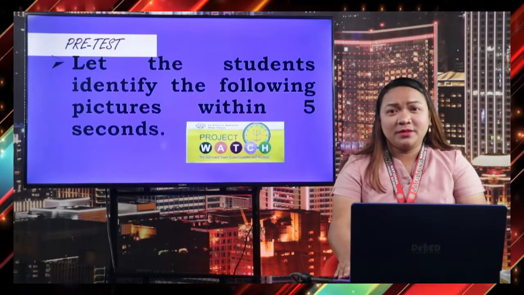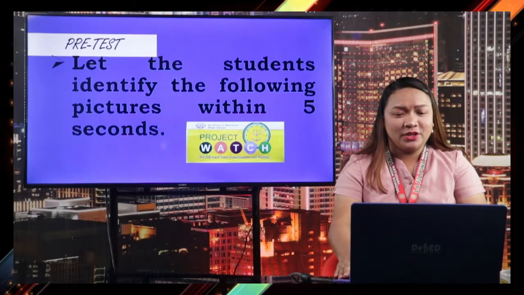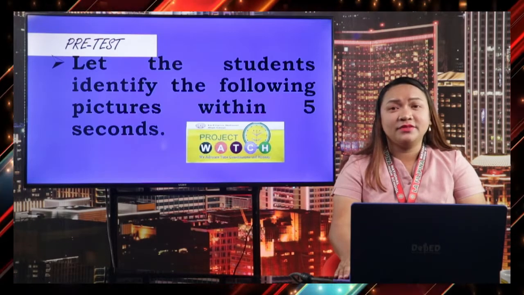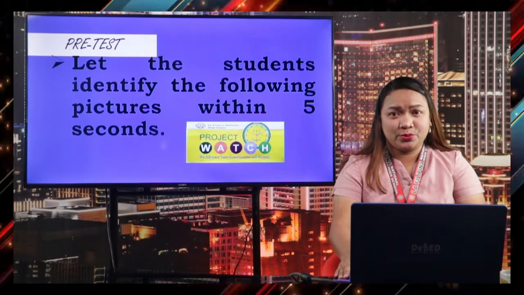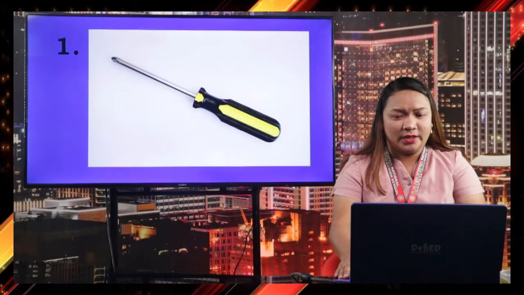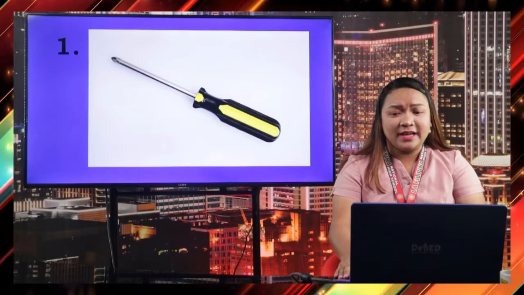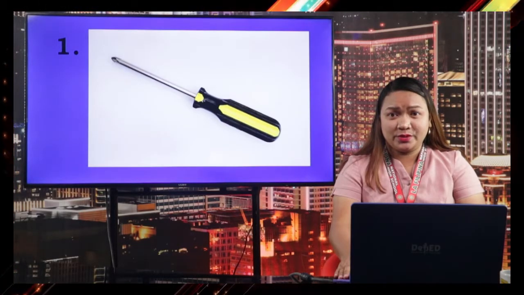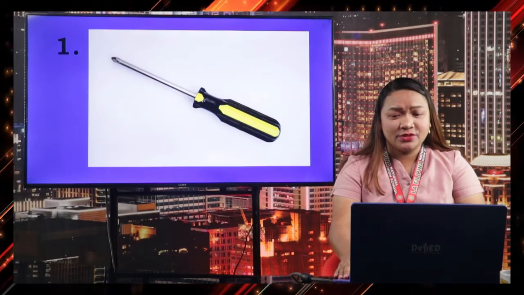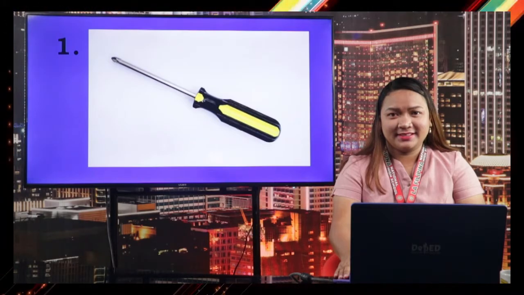Let's have our pre-test. You are going to identify the following pictures within 5 seconds, and I'm going to give the description of each tool. Okay, let's start. Number 1. This tool is used to drive or fasten positive slotted screws.